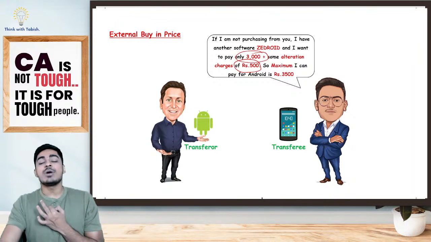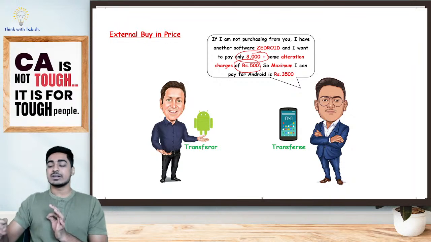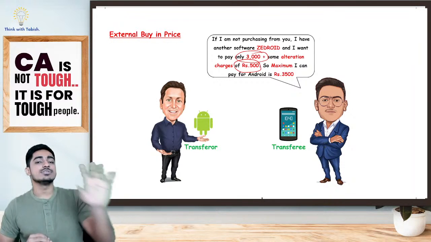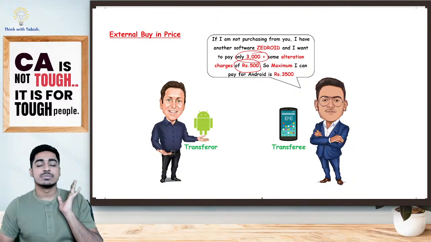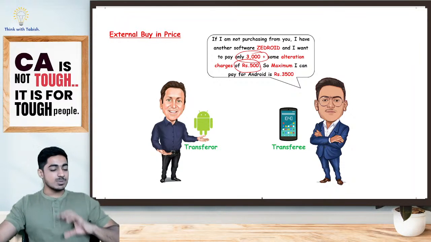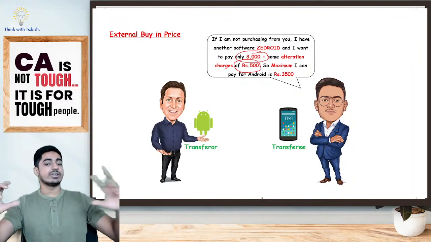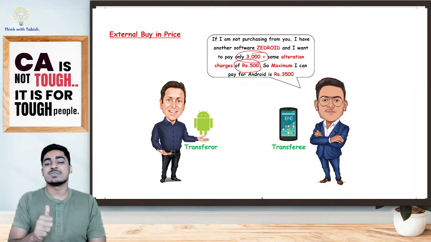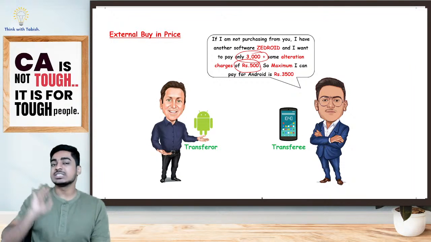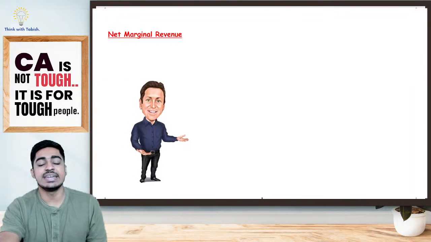So if I'm getting it from outside, how much will I be incurring? To Zendroid, I'll be paying 3,000. For alteration, I'll be paying 500. So I'll be paying a total of 3,500. He's telling, maximum to Android, I can pay 3,500. Nothing more than that. So what is the maximum transfer price? I'm telling, to the outside person how much I'm paying, that much amount only is the maximum I can give here. What is my external buying cost? That amount only I can give here. So the maximum transfer price, the transferee is telling, is the external buying cost. That is one perspective. Next, it is the net marginal revenue.